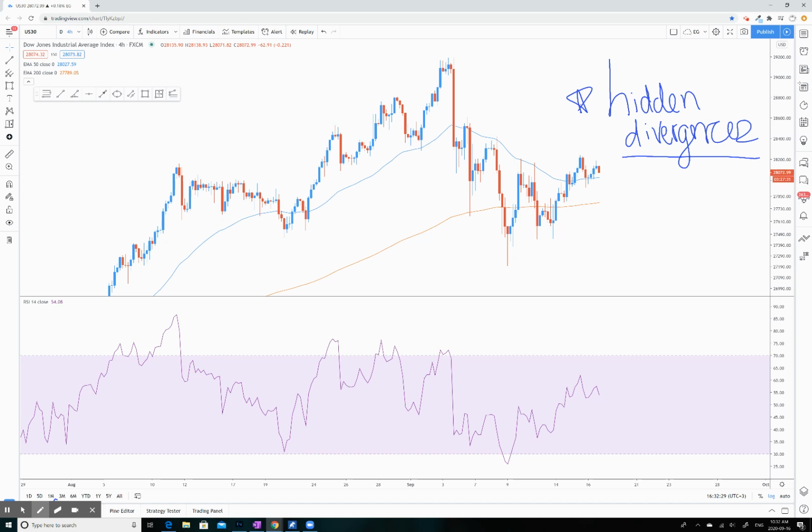And now if we look right now, we do actually have some hidden divergence going on because we can see here that price is creating lower highs, right? Here's our high, and this high is lower. Now on the RSI at the exact same point, we see the indicator is creating higher highs. This is the high here, and this is a higher high. This is indicating to me that there's a chance we could see a continuation downward because this type of divergence is actually considered bearish, okay?